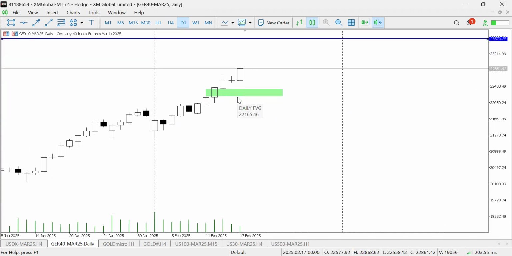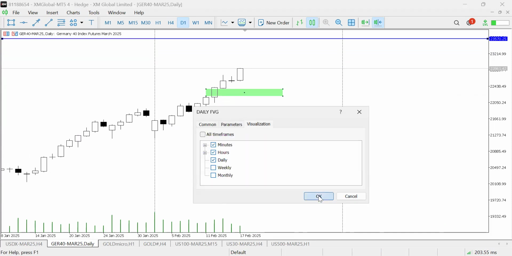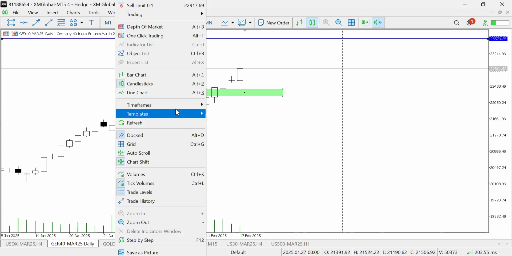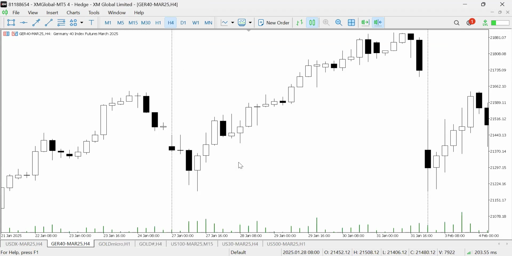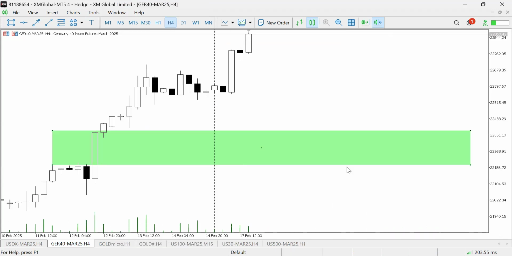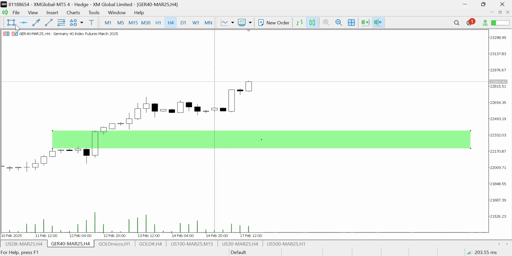I marked this daily fair value gap, which is confluence for me that confirms that we are in a buy program still. We also gapped today, which is beautiful. Would have been a nice trade to catch.